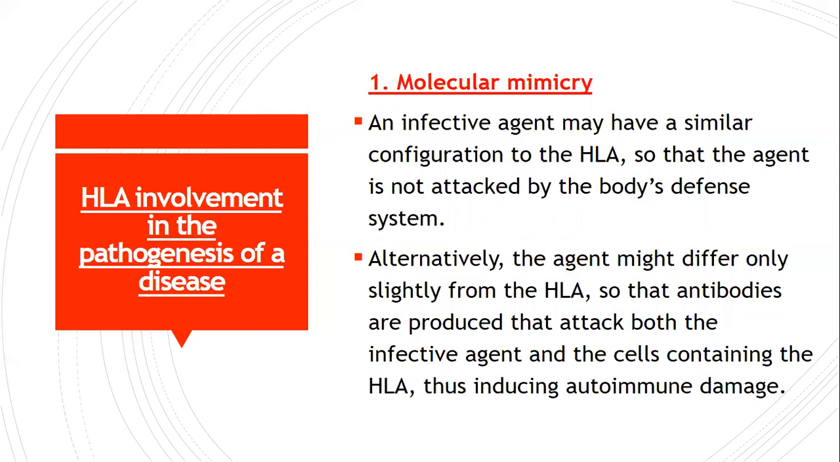How is HLA involved in the pathogenesis of a disease? There are different phenomena, the first of which is molecular mimicry. An infective agent may have a similar configuration to the HLA so that the agent is not attacked by the body's defenses. Alternatively, the agent might differ only slightly from the HLA so that antibodies are produced against that particular antigen, which also attack the cells containing that similar HLA pattern. So this is the basis of autoimmune disorders.